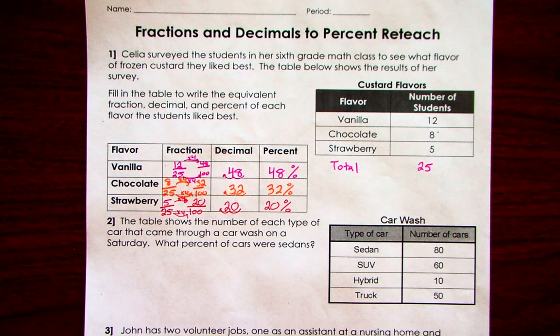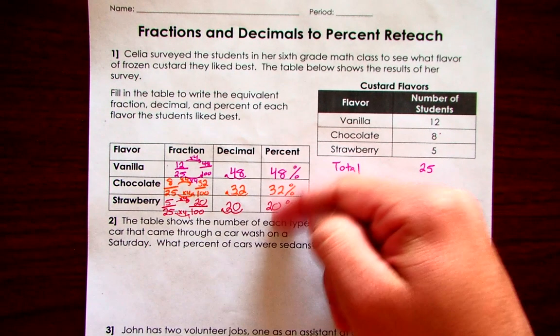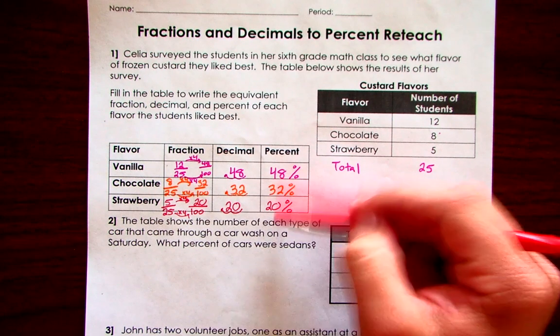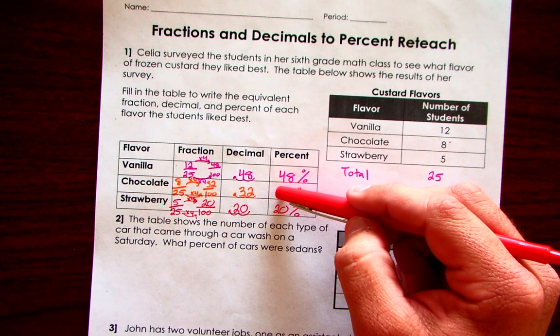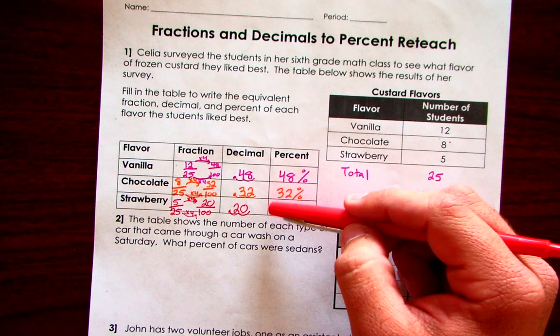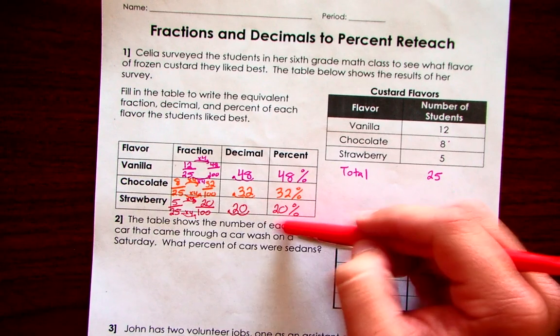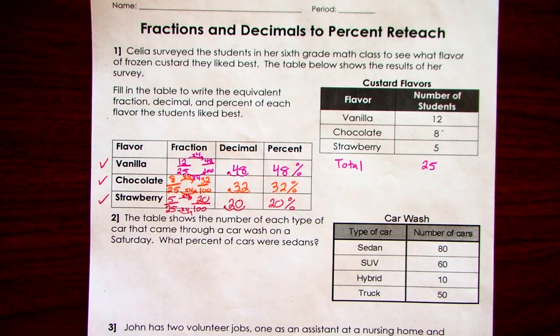Now I want to make sure this is right. If you add up your percents, it should give you 100%. 8 plus 2 is 10. Carry your 1. 4 plus 3 is 7. 7 plus 2 is 9. And then 9 plus the 1 that we carried over is 10. So that is 100%. So all of these are good to go.